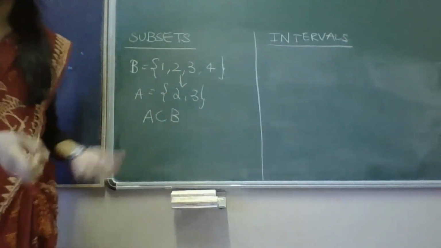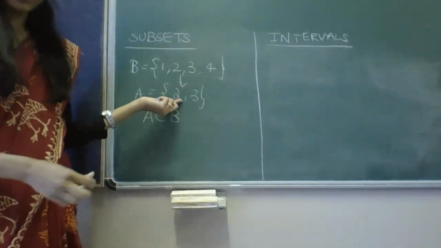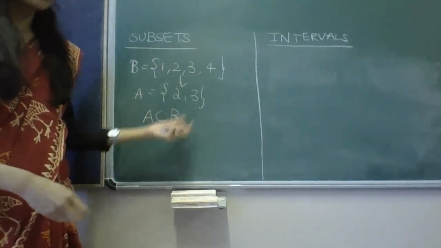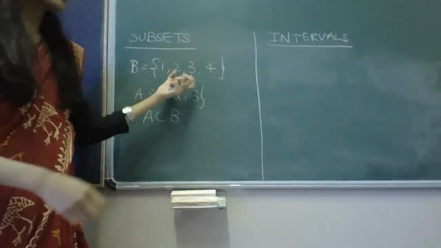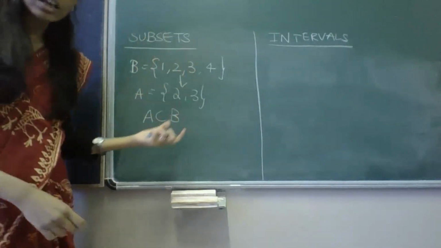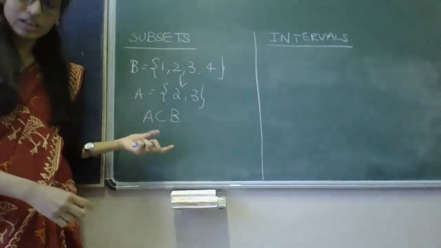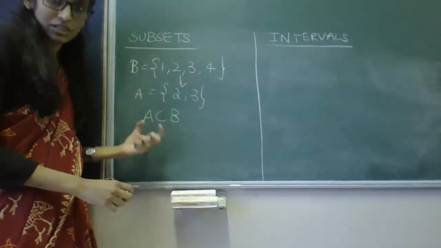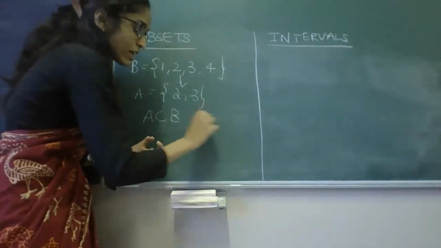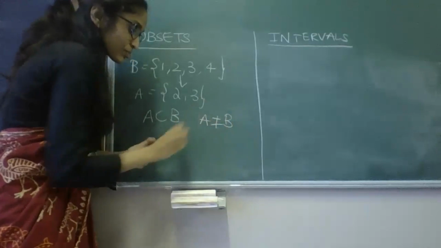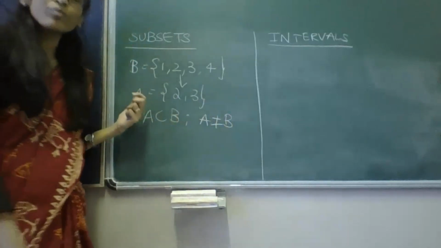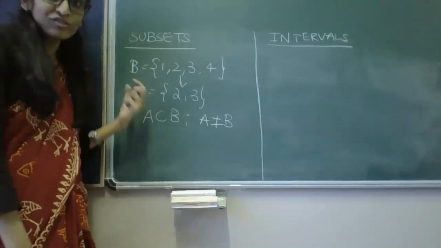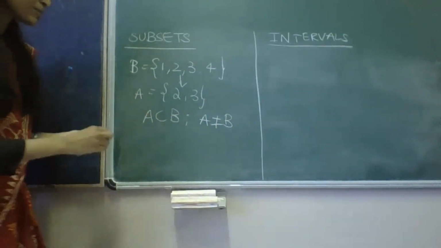Under what condition? If I consider any element in A, if it is contained in B, then I can say A is a subset of B. Every element of A needs to be contained in B. In fact, to be very specific, this can be called a proper subset, because A is not equal to B. A is called the proper subset of B, and B is called the proper superset of A. That is the meaning.